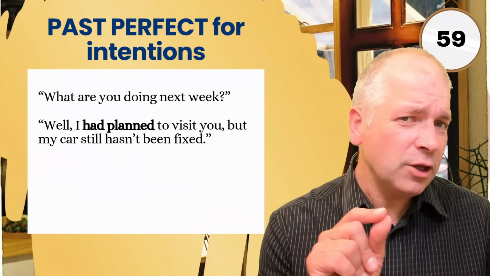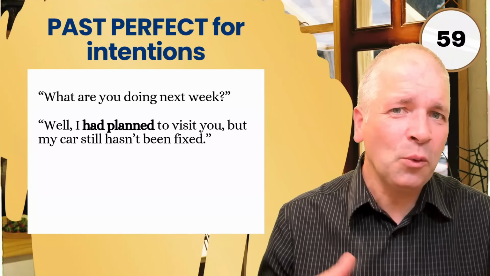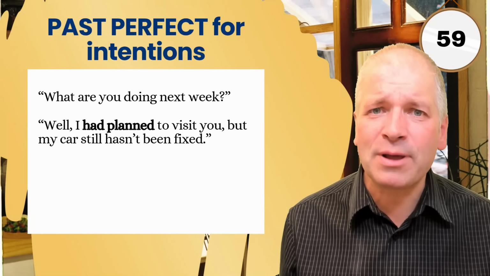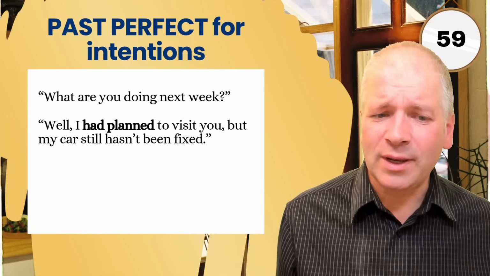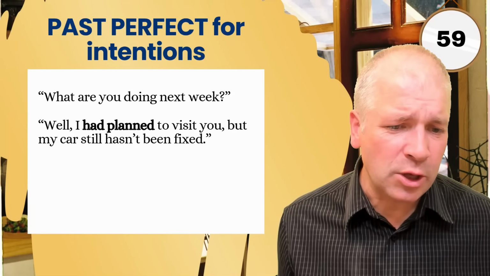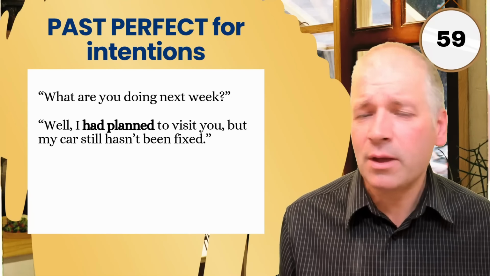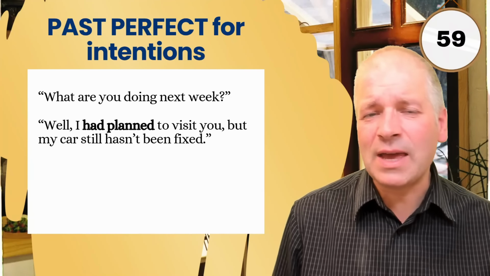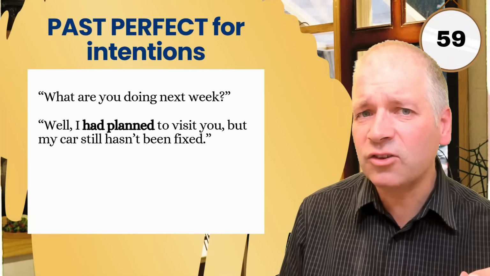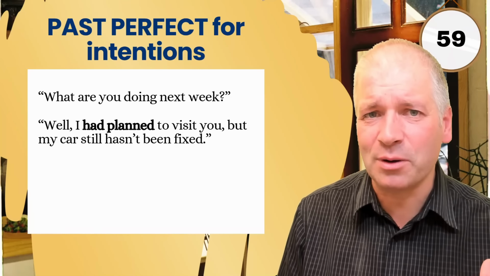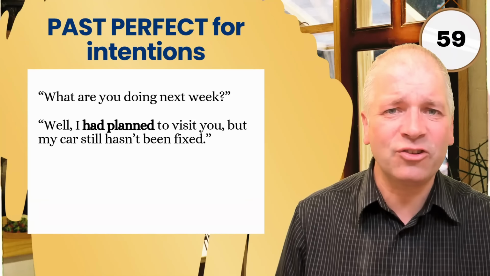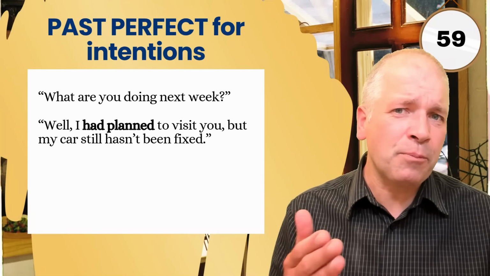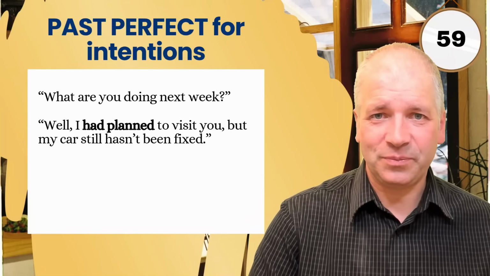A specific use of the past perfect is when we're talking about our intentions, often when the intentions were there and now in the present something's different. What are you doing next week? Well, I had planned to visit you, but my car still hasn't been fixed. Well, notice here that we compare the past perfect and then go straight to the present. And we can do that when we're using past perfect for intentions. We can use the past perfect for intentions even if the outcome is something that's present or future.